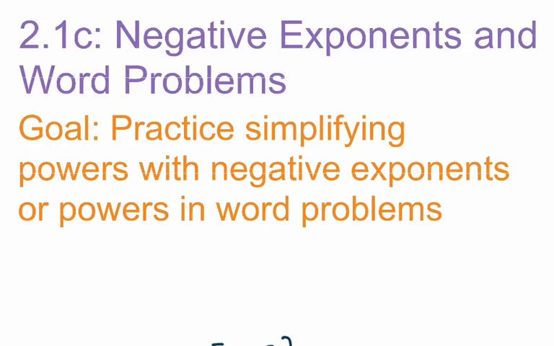With today's lesson, we wrap up 2.1, looking at 2.1c, negative exponents, and some word problems as well. Our goal for today is to practice simplifying powers that might have negative exponents, and we also want to take a look at powers that we might see in word problems. There's no real new information, no real new notes to look at today. It's just applying what we've learned to different types of problems. So we're just going to be looking at several examples, and hopefully that should help you become familiar enough with how to do these problems that you'll be okay with your homework for tonight.